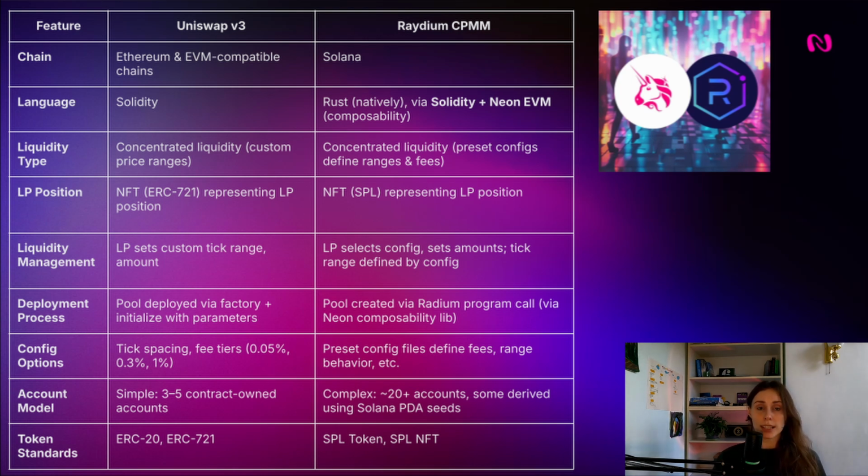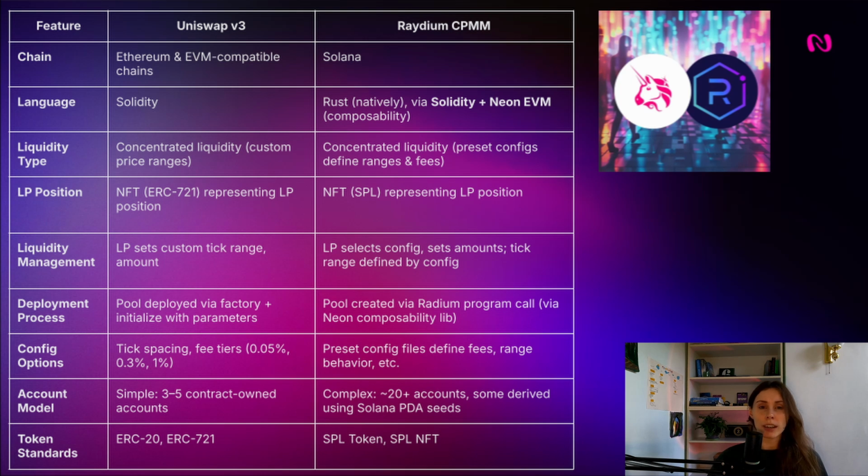What are the differences and what are the similarities between Uniswap and Raydium? Well, first of all, both Uniswap and Raydium offer automated market making. They offer pool creation, liquidity management, and swap logic with slippage control, as well as LP token handling. But the dev experience and architecture differs massively between the two.